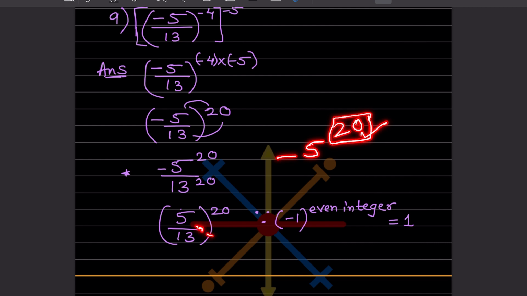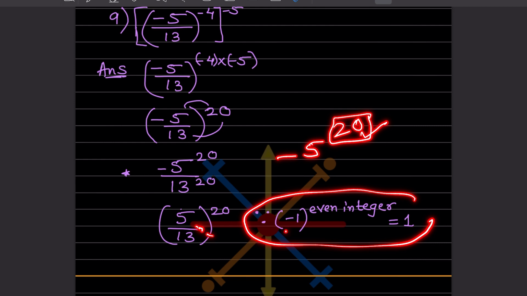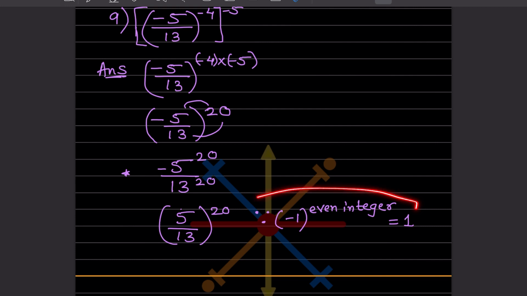So can you see this rule? There is a rule. Whenever you have such negative and this is an even number, so this is different for you. So that will be 1. So this rule you have to follow. So this becomes positive. Just follow this. This is different from the rest of the ones. So we get over here, that will be 5 by 13. This is the final answer.